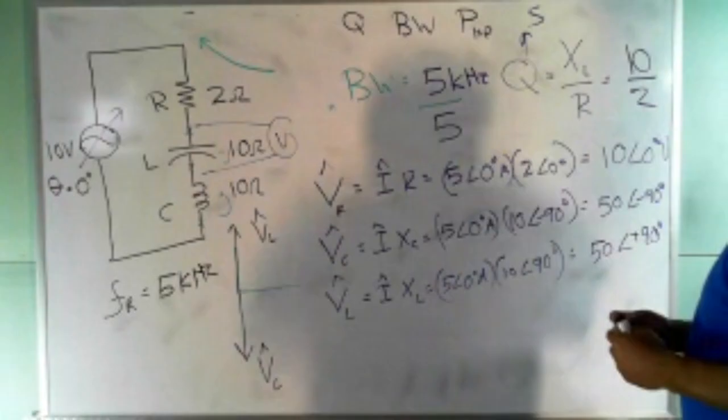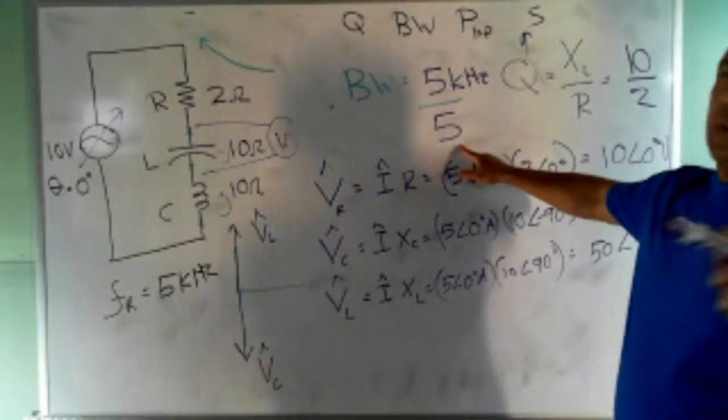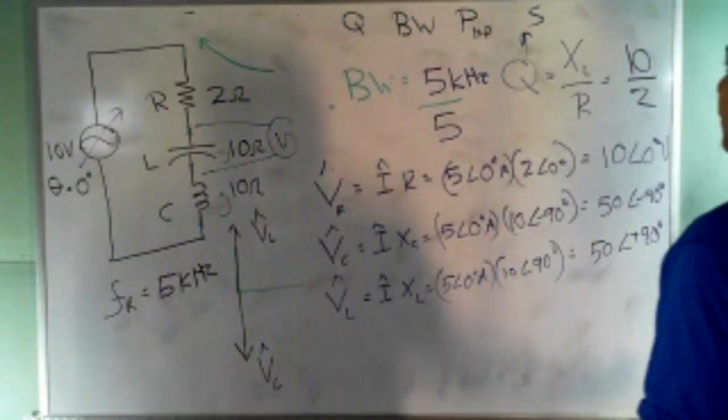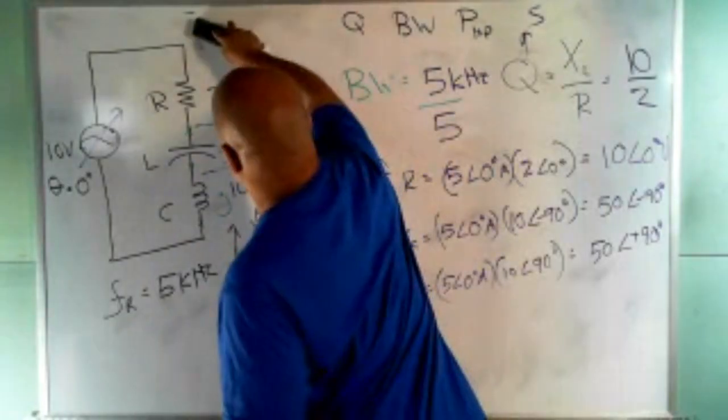Now, let me go back to Q for a minute. Q is 5. Look at this. If you take, let me do it over here. Actually, right here.